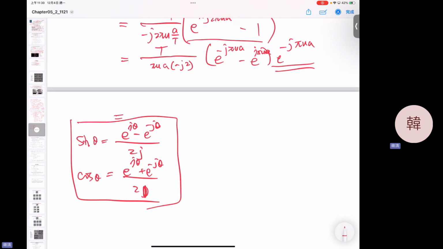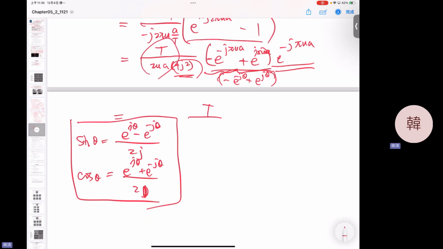So you know what I try to do? Because of this pattern, there's some e^{jθ} minus e^{-jθ}, divided by 2j here. So if you have minus here, positive here, you can see this is e^{jθ} minus e^{-jθ}. So this one divided by 2j becomes sine theta.